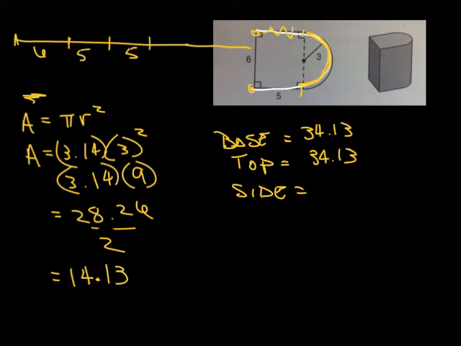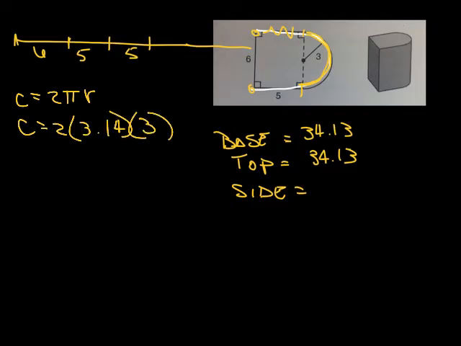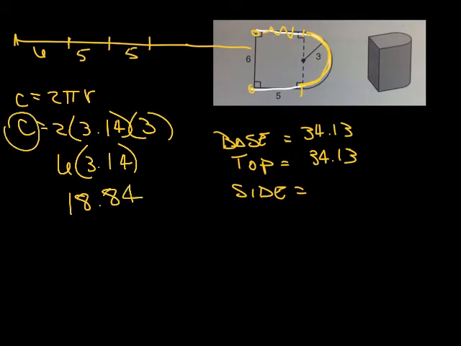So let's see if we can get rid of that so that we can look for the circumference. Circumference is 2 pi r, or 2 times 3.14 times 3, which is 6 times 3.14. And 6 times 3.14 is 18.84. But that's the circumference of a full circle. And again, we've got a half circle. So we take half of 18.84 and we get 9.42. So this line is 9.42.